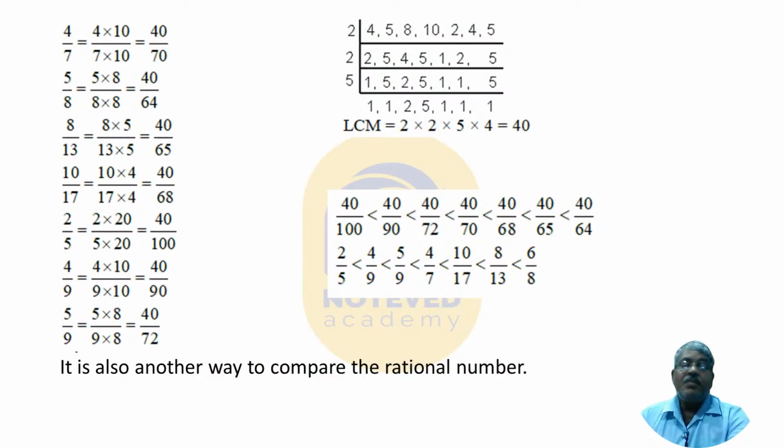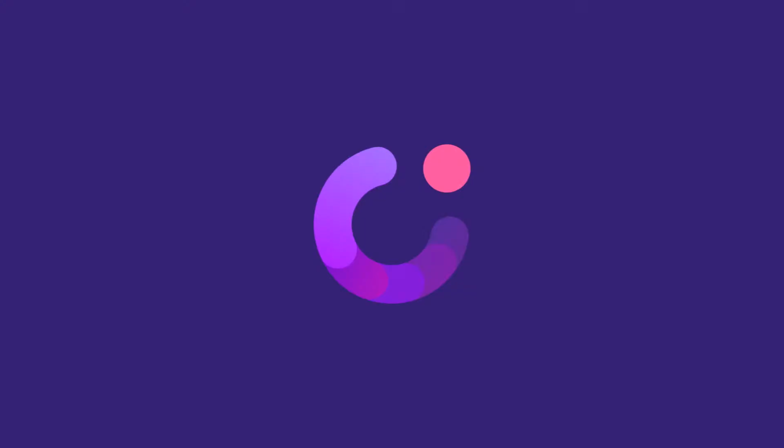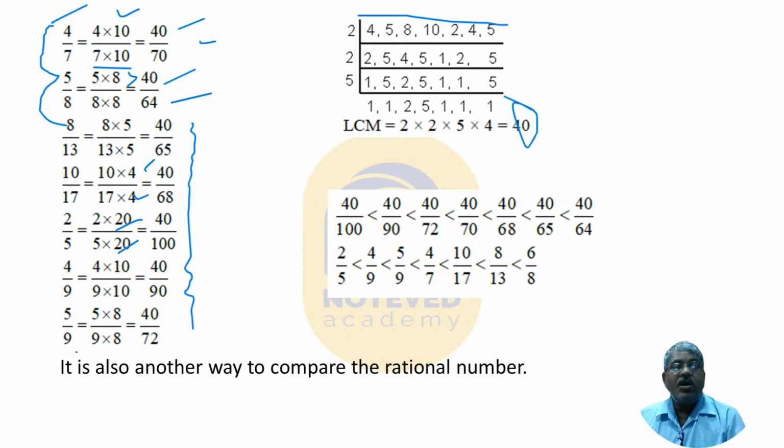First I change all the rational numbers to similar or equal numerators. For this, I take the LCM of the numerators. I get 40. So 4 into 10 is equal to 40, 7 into 10 is 70. 5 into 8 is equal to 40, 8 into 8 is 64. Whichever number you multiply with the numerator, you also multiply the same number with the denominator. Then you get fractions with the same numerator.